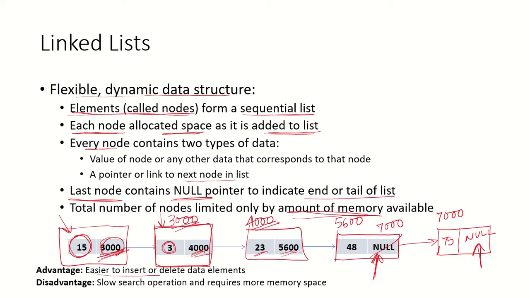It is easier to insert or delete data elements in a linked list. However, there is a problem that there is a slow search operation and it also requires more memory space, because not only are the values being stored but also pointers to the next node are required to be stored.